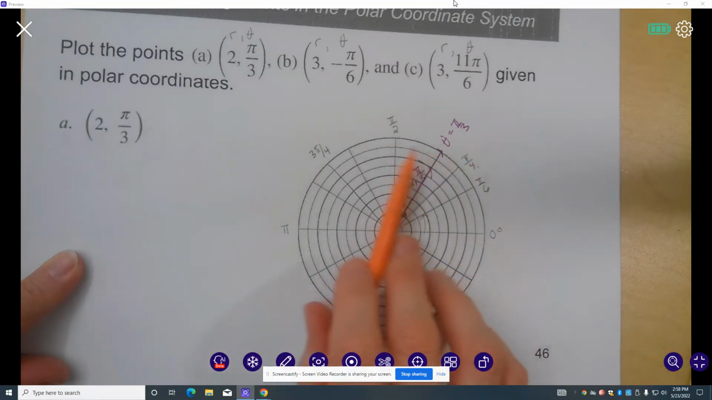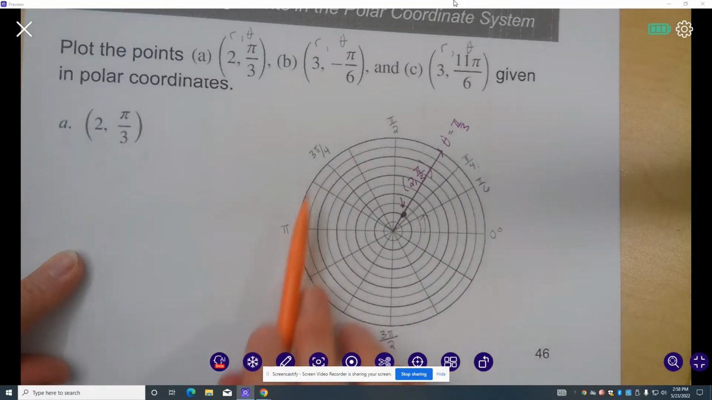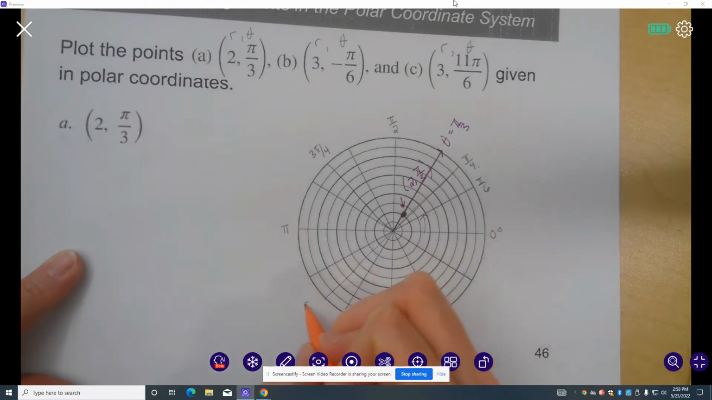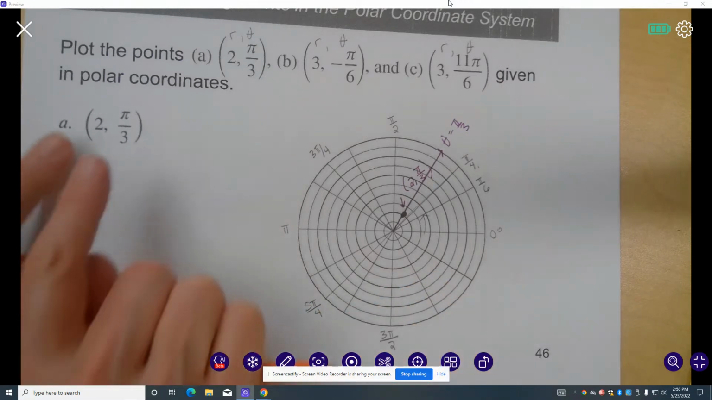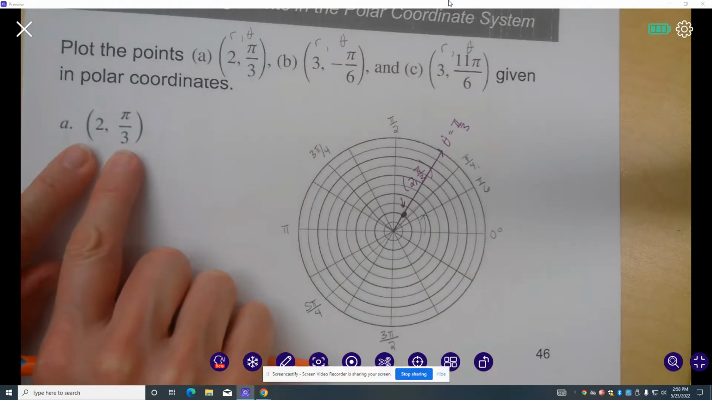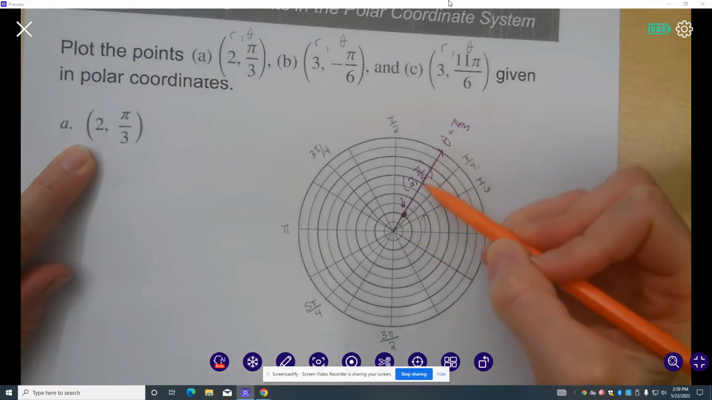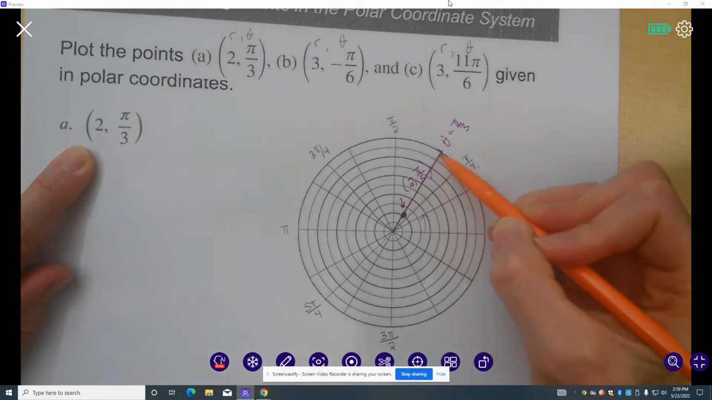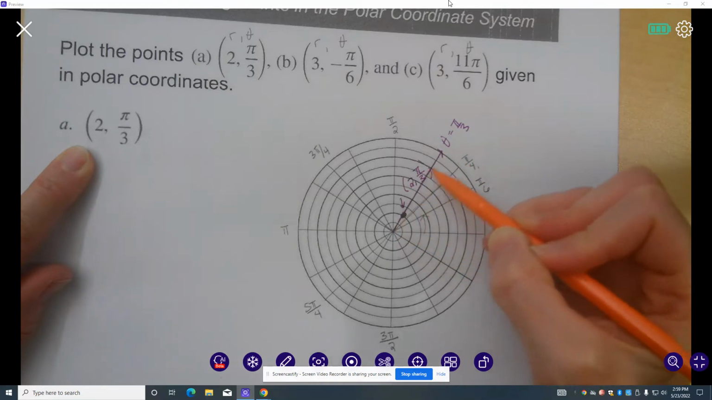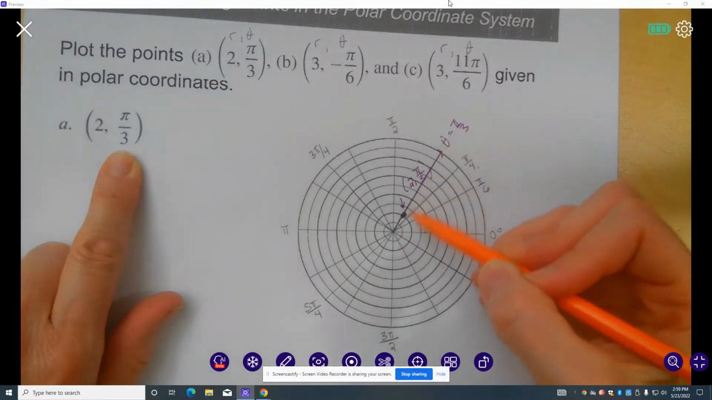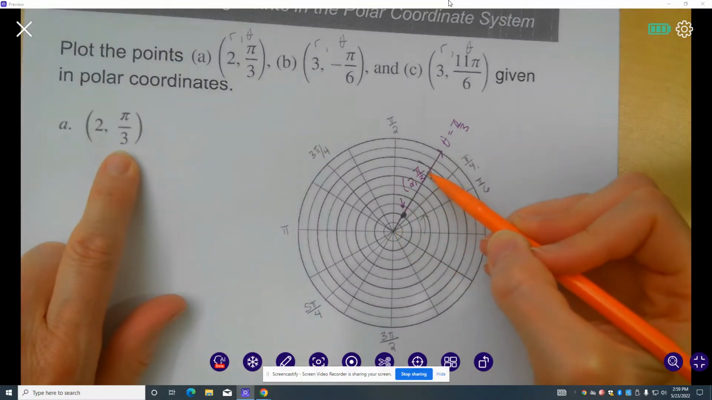So here's 1 pi over 4, 2 pi over 4, 3 pi over 4, 4 pi over 4. If you needed to graph a 5 pi over 4, you would draw that in. Okay, so the angle that we're interested in here is pi over 3. So you can see in the purple here, I traced over this whole line, and I said this angle is where theta is pi over 3. So this is where I want to plot my point, because my angle is pi over 3.